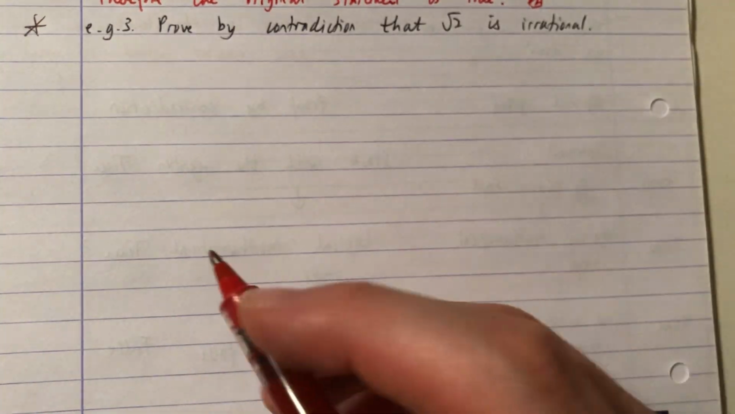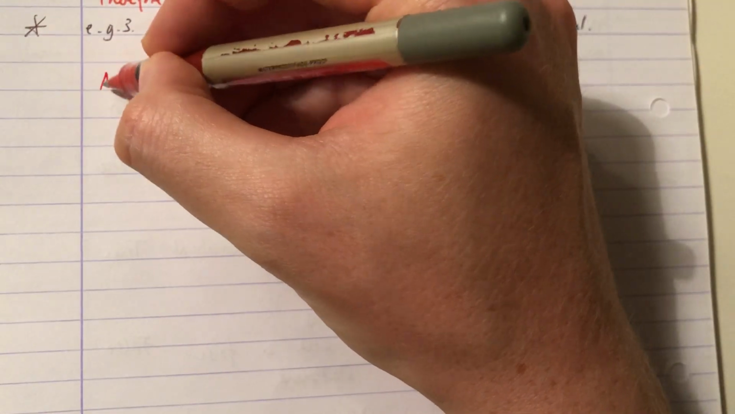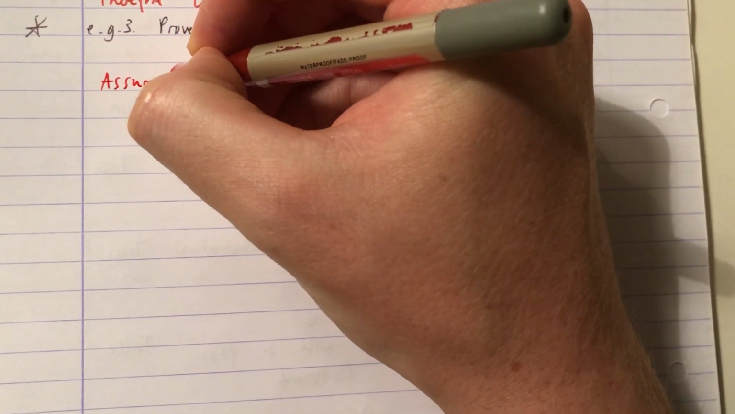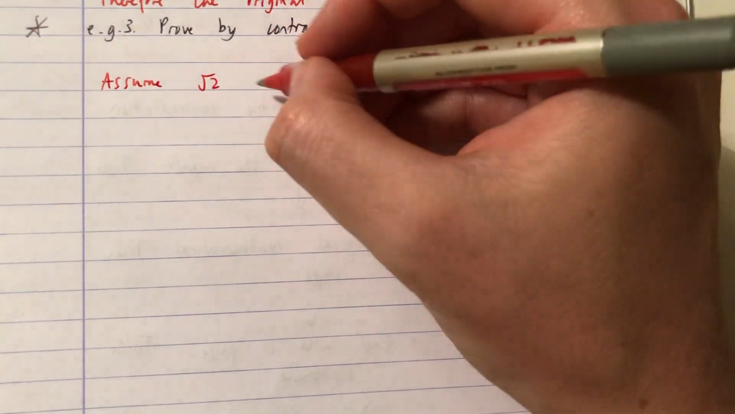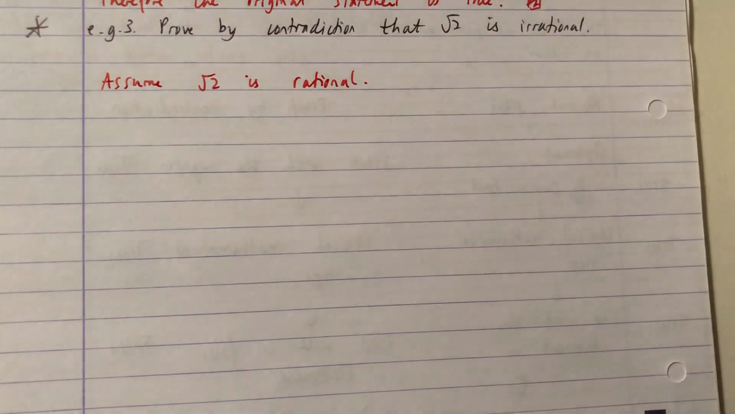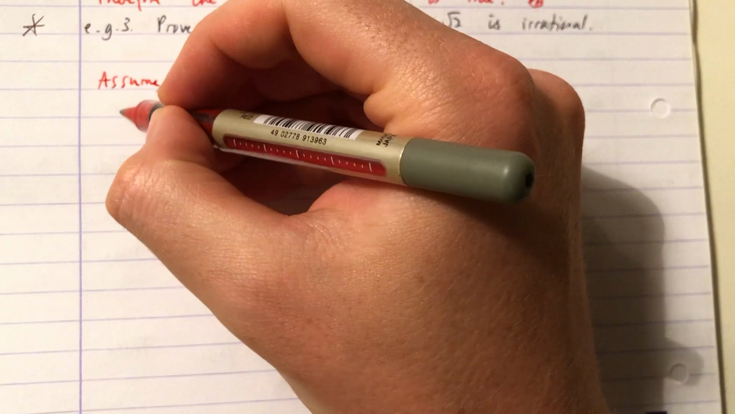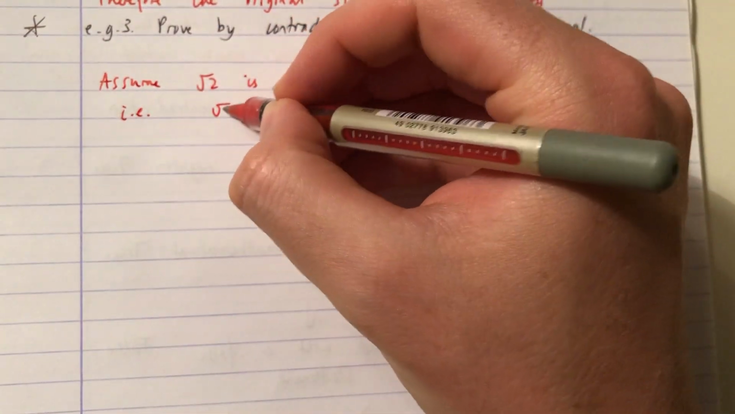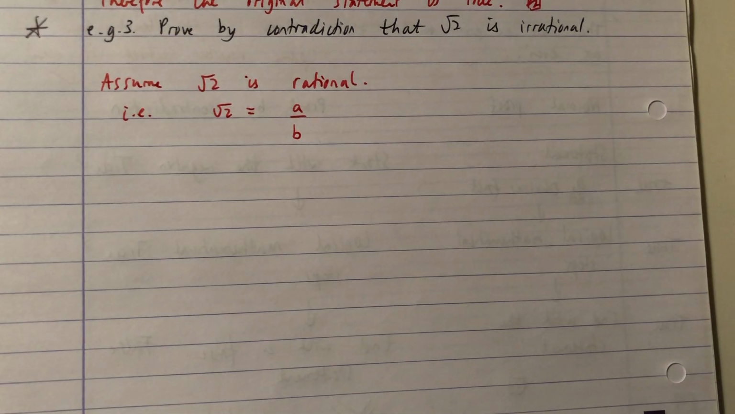Right, if root 2 is irrational, then the assumption, the negation of this, is root 2 is not irrational, or root 2 is rational. Now, that's obviously false, but when this is part of this proof, we work with false statements and prove they're false. If root 2 is rational, then it can be written as a fraction.